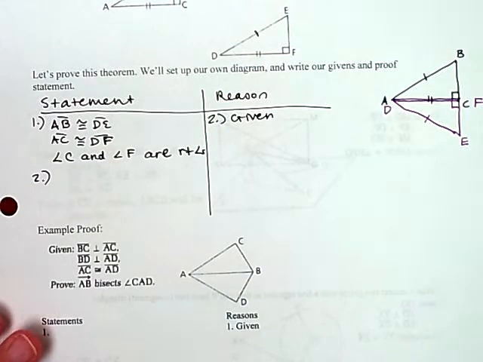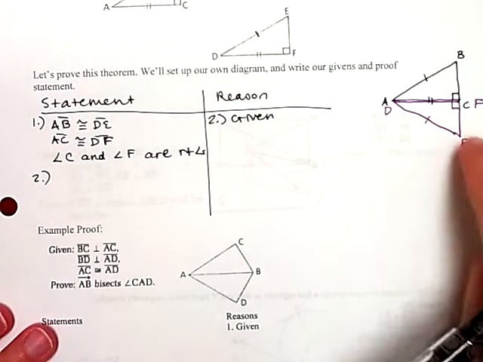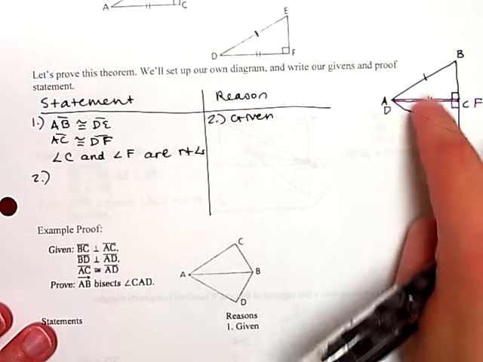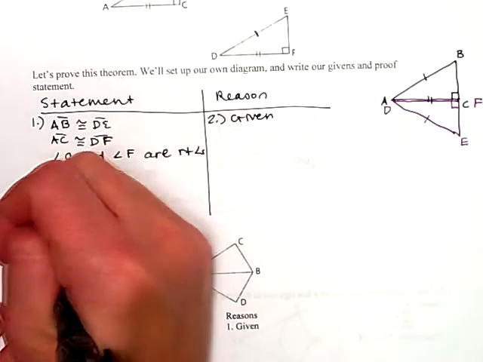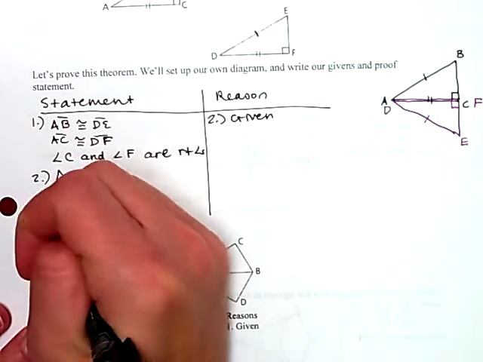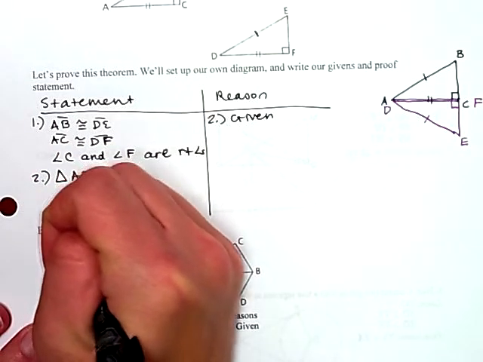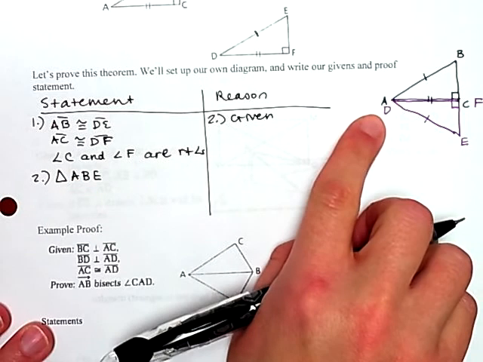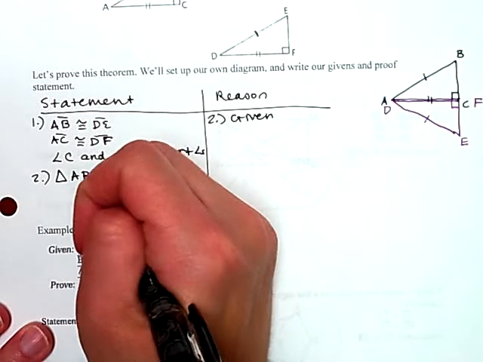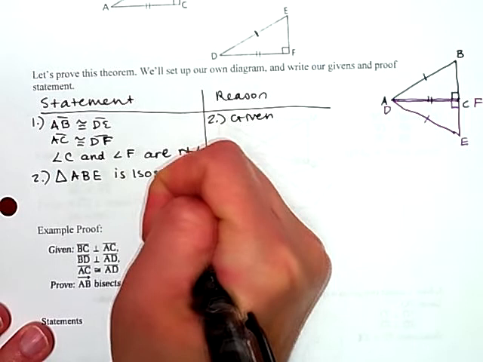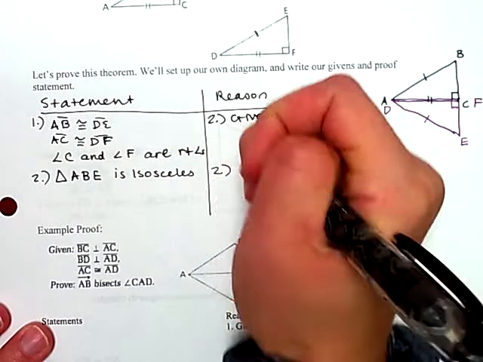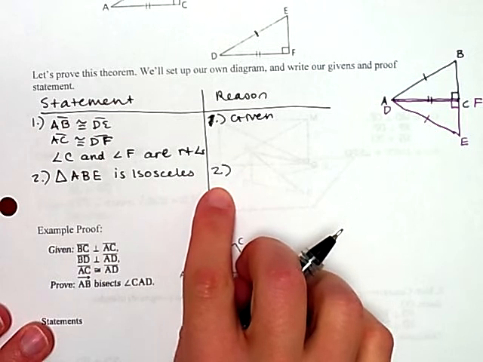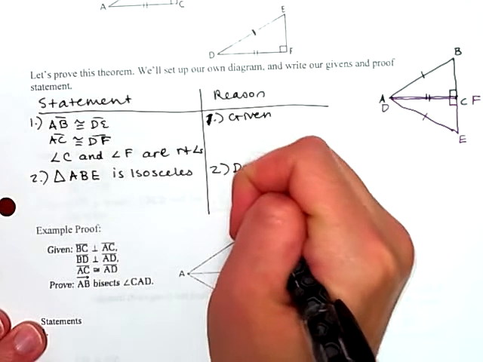So now step 2, I'm going to conclude that I have a bigger isosceles triangle based on my givens because I have these two sides equal. I know that this is an isosceles triangle. So I have triangle ABE. I could have also called this DBE, right? Because point A and point D are the same. Is isosceles. My reason is going to be, oh, I put a 2 here. I should have had a 1. My reason is going to be by definition of isosceles.